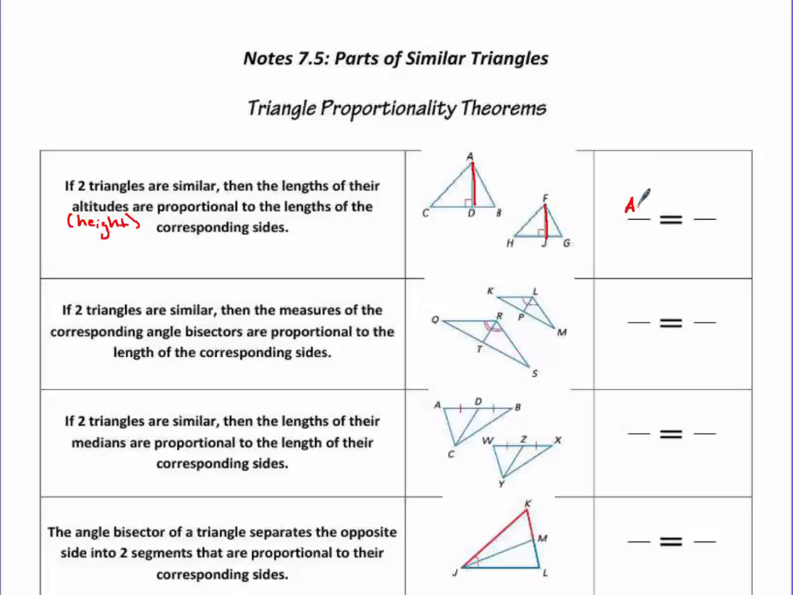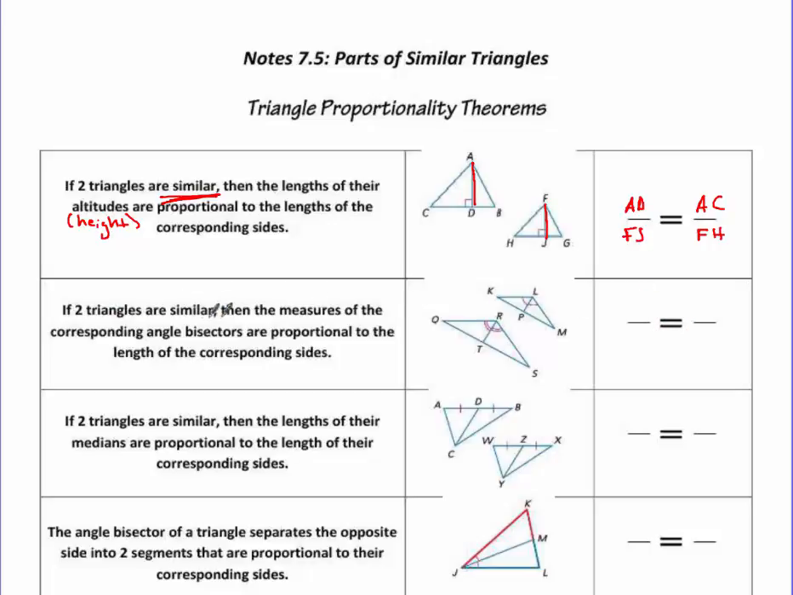So AD over FJ, those are the altitudes, equal, and you can pick any of the sides, it doesn't matter. So I'm going to pick AC over FH. And that's if the two triangles are already similar. That means all the sides are proportional, so the heights are also going to be proportional.